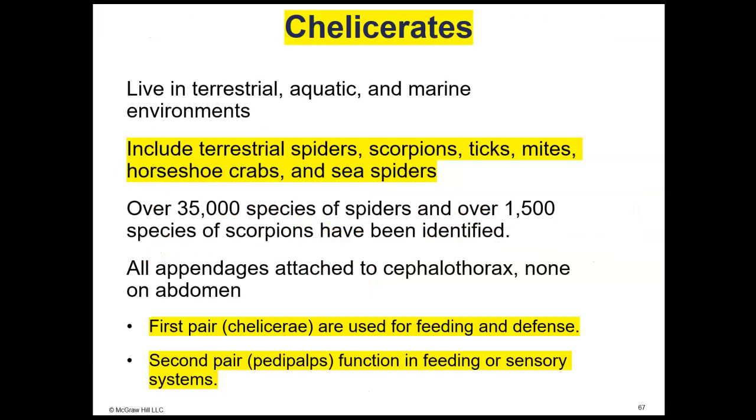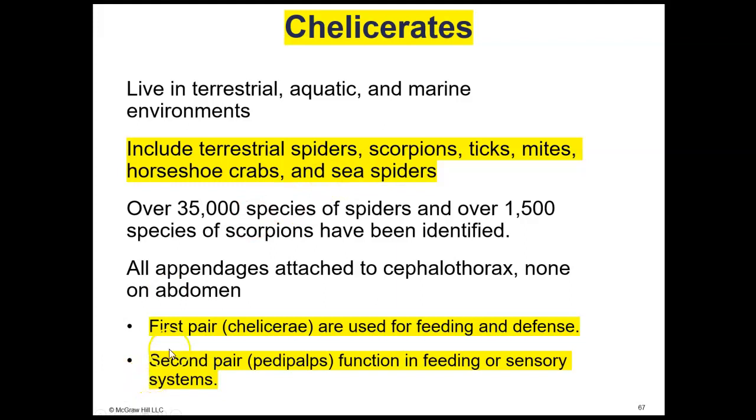The chelicerates, okay, so it would be phylum Arthropoda and subphylum Chelicerata. And then there are different classes. Like the spiders, scorpions, ticks, and mites are in the class Arachnida, but the horseshoe crabs and the sea spiders are in a different class.